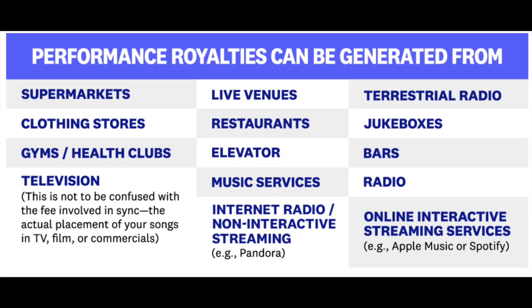So you need to be generating royalties from supermarkets, clothing stores, gyms, health clubs, television, live venues, restaurants, elevator music services, internet radio, non-interactive streaming, terrestrial radio, jukeboxes, bars, and online interactive streaming services.